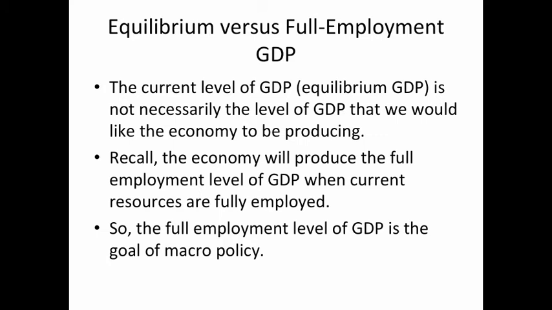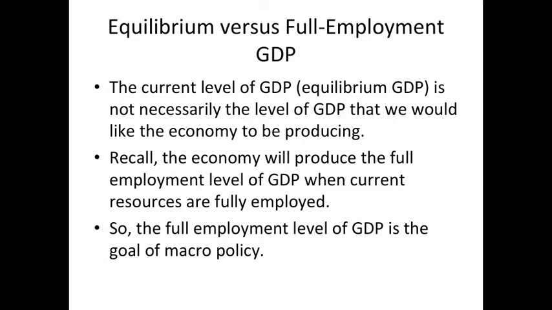Now, the next step in this process is therefore to say, okay, well now we can calculate the equilibrium level of GDP. What is the level of GDP that we would like to be producing at? Remember, we call that the full employment level of GDP. When all our current resources are fully employed, how much GDP can this economy produce? That's where we want to be. Again, we call it the full employment level of GDP, or just full employment. That's the goal.